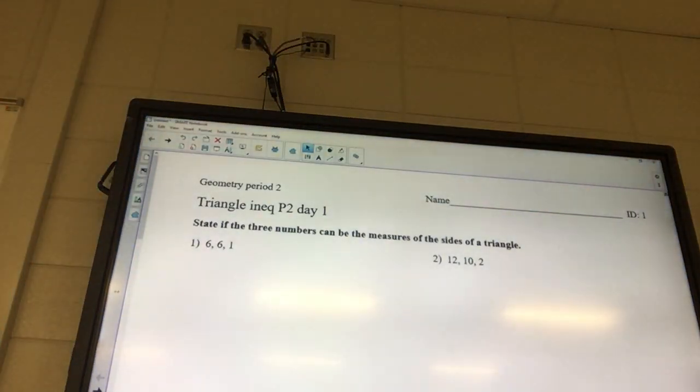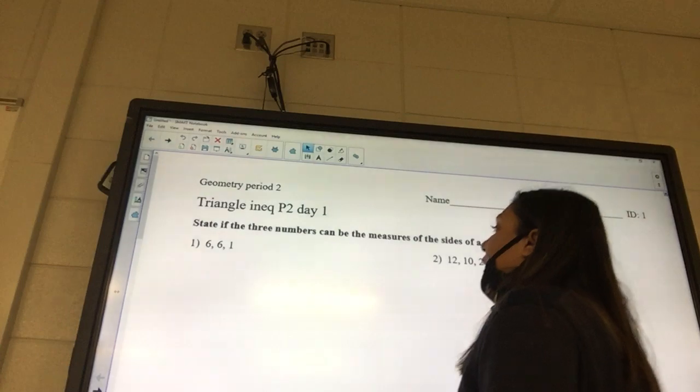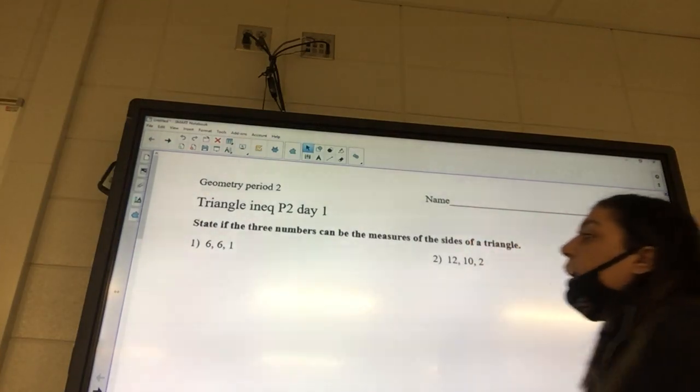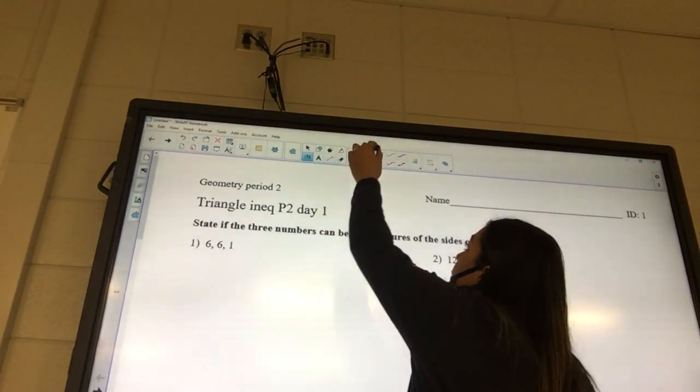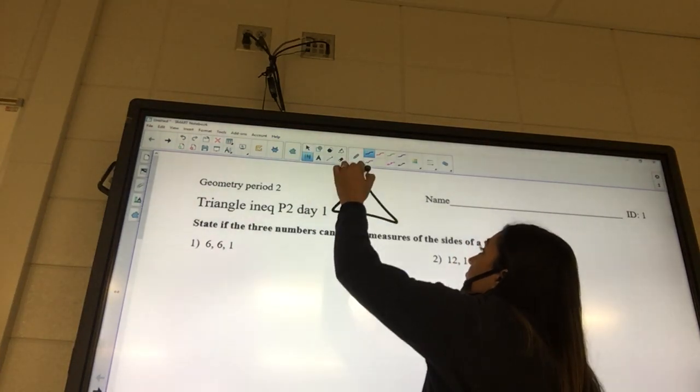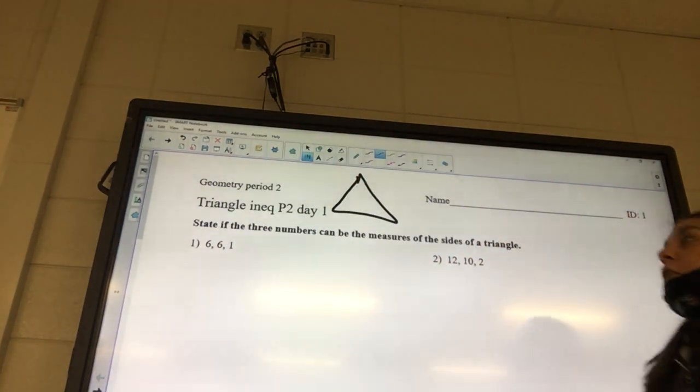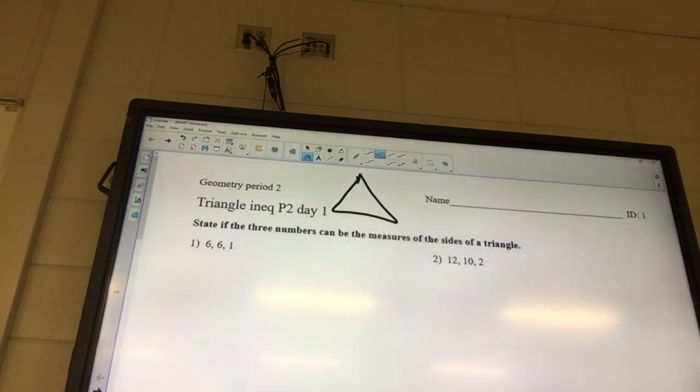Okay, so when we're looking at triangles, there is a general rule, and I was going to pull it up, but I didn't have time. Okay, it talks about how a triangle, no matter which two sides, and I'm just going to draw a little picture here, okay, if we have this triangle, two sides should always be greater than the other side, okay?